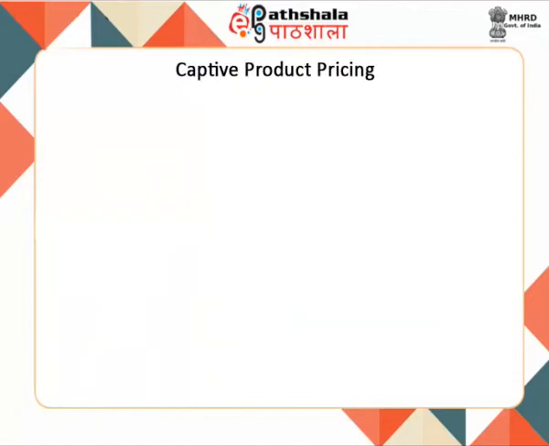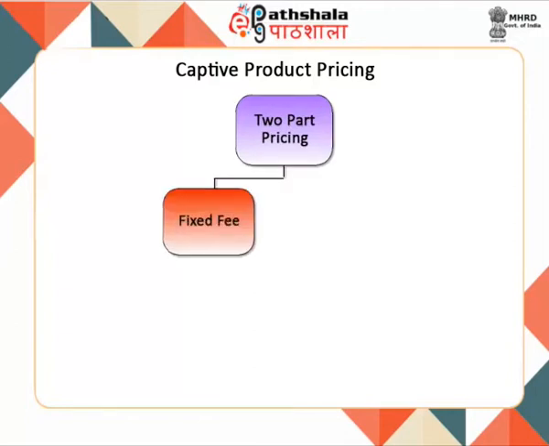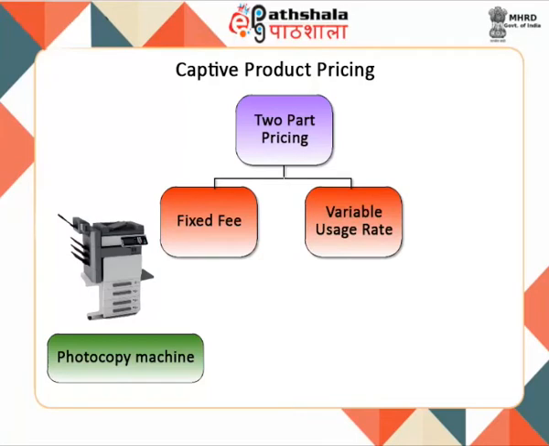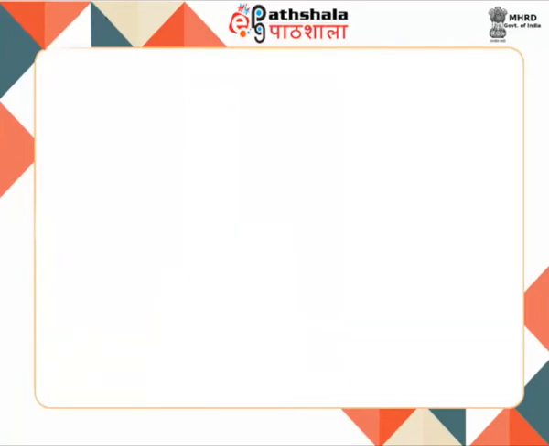In the case of services, the captive pricing method is called two-part pricing. Part 1 is a fixed fee for a basic service, for example, a photocopy machine. Part 2 of the service is a variable usage rate, for instance, the number of copies made.